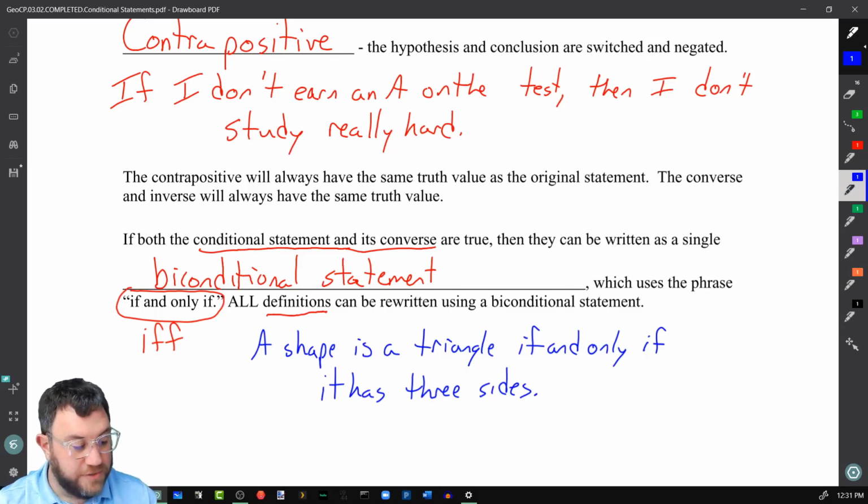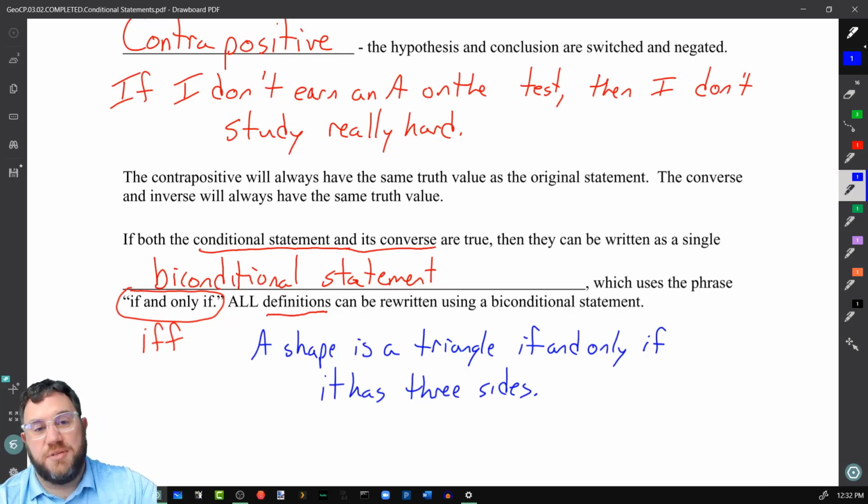So that's all for our conditional statements. You need to be able to identify hypothesis and conclusion. You need to be able to rewrite statements in if-then form. And then we need to be able to write our contrapositive from our if-then statement, which is where we switch it and negate it.